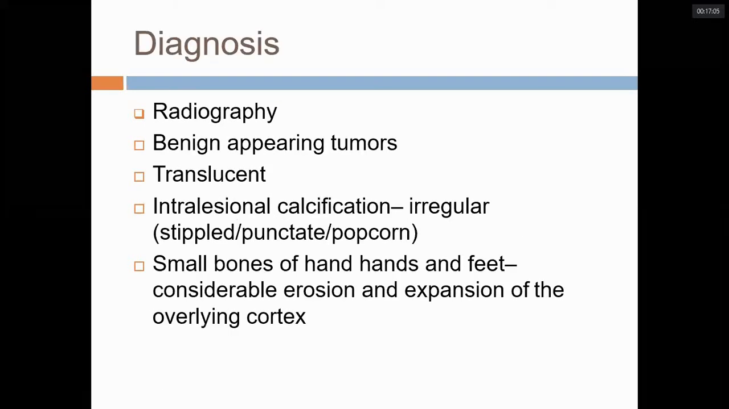The diagnosis is by X-ray, and it looks like a benign appearing tumor. On X-ray it is seen as a translucent lesion, and sometimes stippled calcification, punctate calcification, or popcorn type of calcification is seen within the lesion, and it is mostly seen in the small bones of hands and feet. Sometimes there is erosion of the cortex and expansion of the overlying cortex.